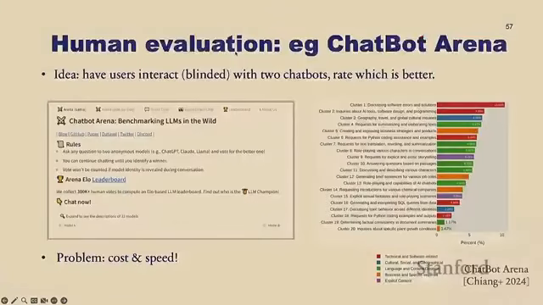So another issue is cost and speed. If you really want to use something like this for the development process, it will be too costly because you would need to basically pay a lot of humans to do that. So one simple idea is, again, as we said many times, just use an LLM instead of humans. You probably know the drill at this point.